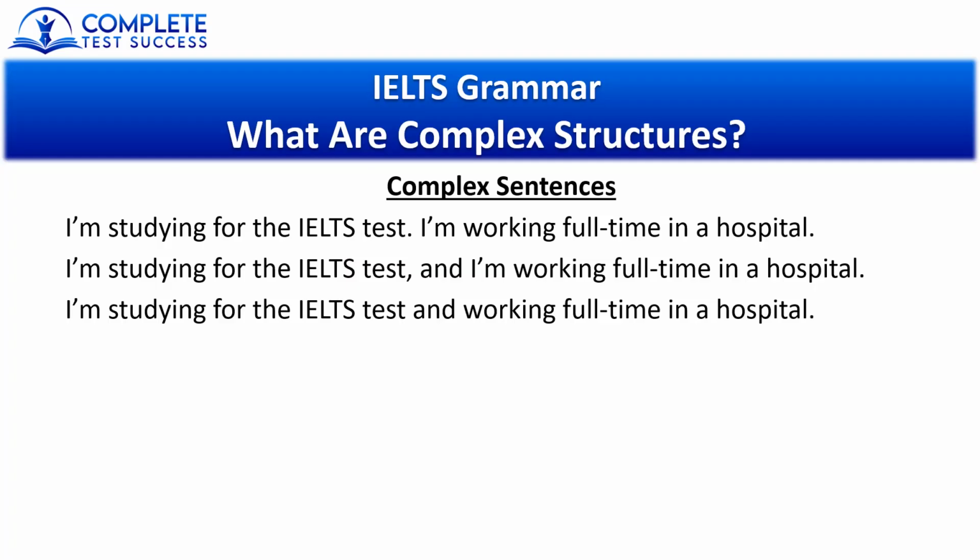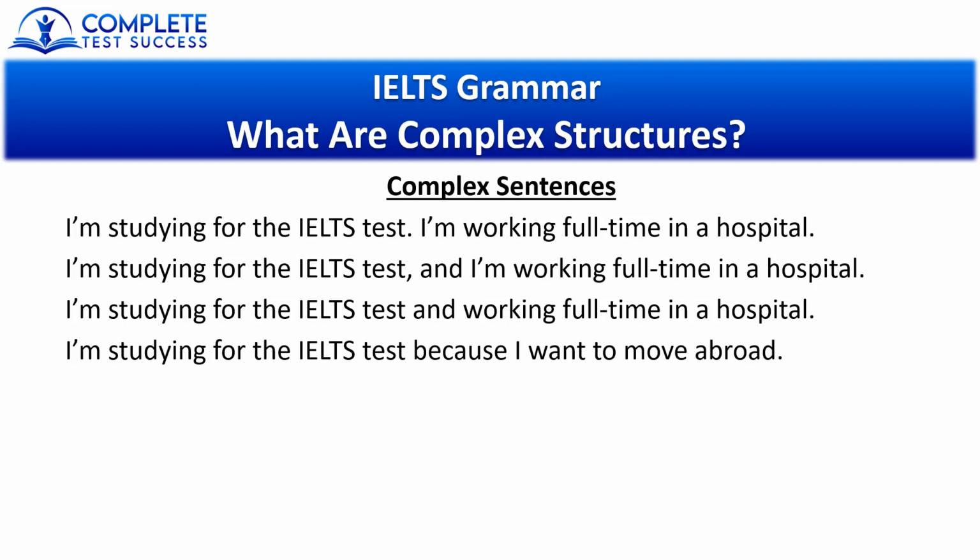So that's one way we can make a complex sentence, but we can also use subordinating conjunctions. So here's an example. I'm studying for the IELTS test because I want to move abroad. And just by using this word "because," that makes it a complex sentence. So anytime we use a subordinating conjunction, we have written a complex sentence.